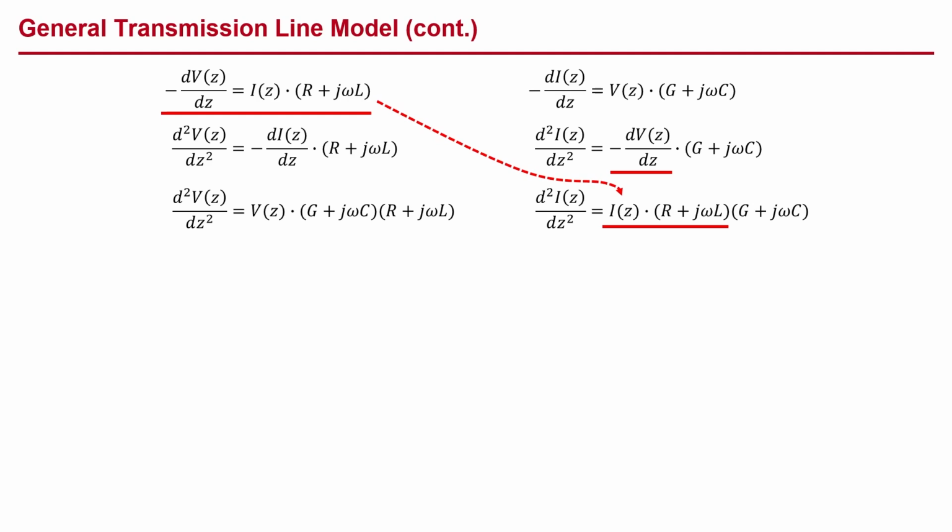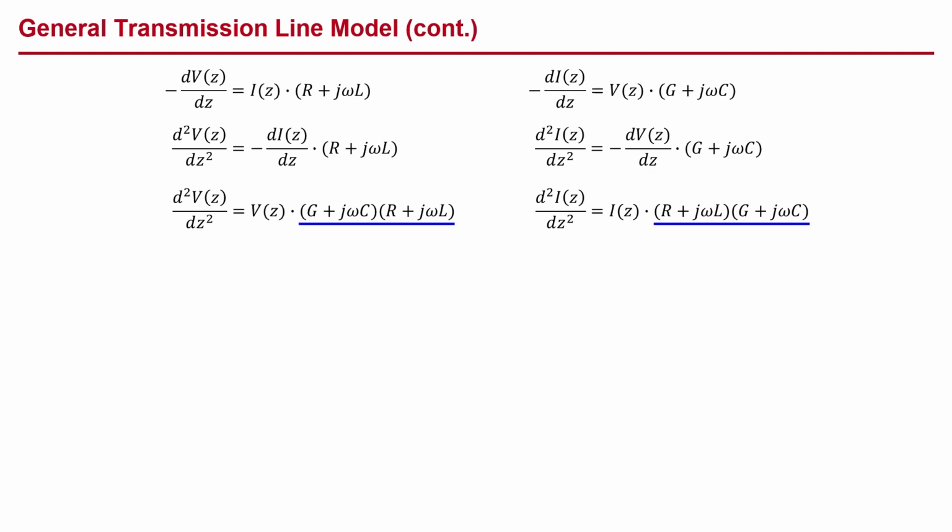Now both equations include the same expression for the product of the series impedance terms and the shunt admittance terms. We will define the term gamma to be equal to the square root of the product of these terms. While it may seem a little weird and arbitrary to take the square root of this expression, there is a specific reason for it. This term gamma is called the propagation constant because it defines how the signals propagate down our transmission line. It also facilitates the math.